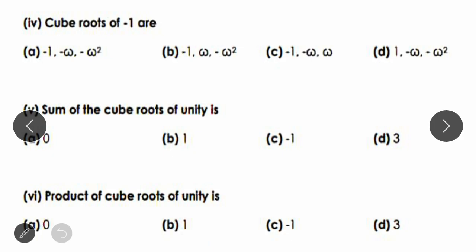Next is, the cube roots of minus 1 are. Of course, minus 1, minus omega and minus omega square will be. No need for any explanation. The sum of the cube roots of unity is what? The sum of the cube roots of unity is of course 0, and the product of the cube roots of unity is 1.